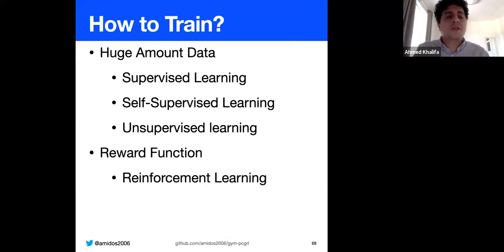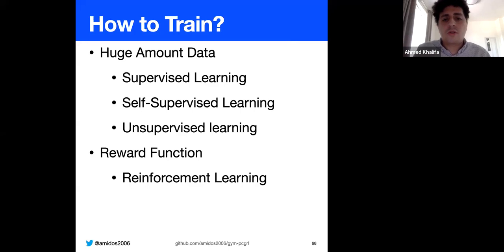So the first thing is how we're going to train that neural network so it can be a level generator. If you have a huge amount of data, that might not be a very hard problem because there are a lot of techniques. Supervised, self-supervised, and unsupervised can do any of these. But the problem is it's very rare you can find a huge amount of high quality levels. And even if you find them, they are for particular games, so you can only generate for that game.